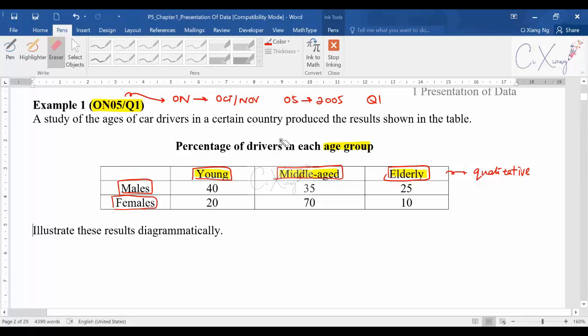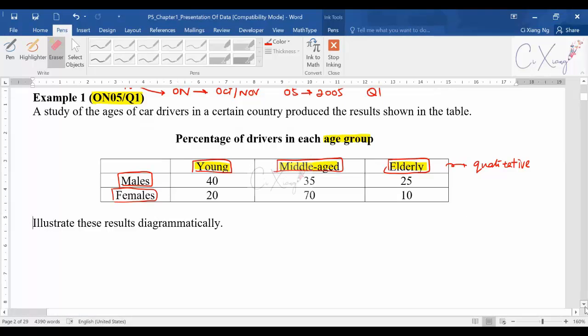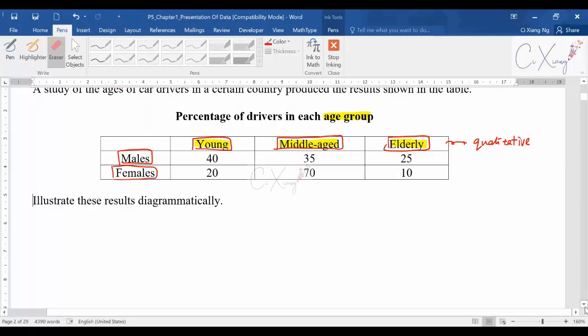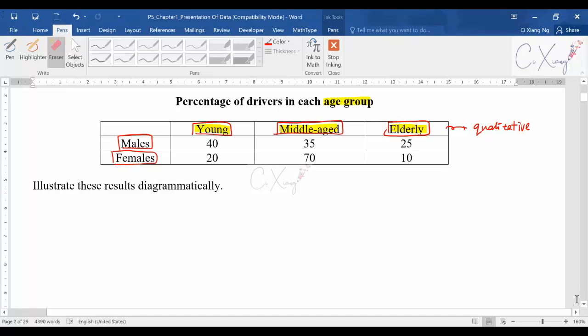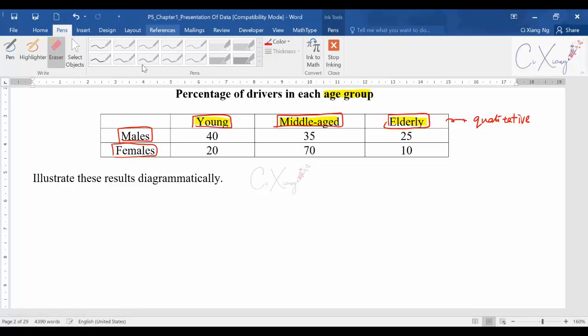All right, so for qualitative data, you can draw either a bar chart or a pie chart. Then again, I told you before, to make your life easier, you just draw a bar chart. All right, so if you want to make your life more interesting, with more challenge, then you can try the pie chart yourself. All right, but I'm not going to try it for you. You can try it on your own.